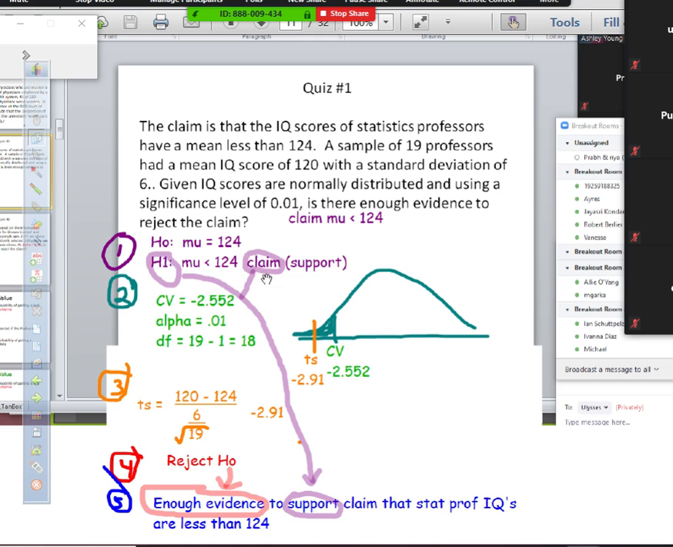So H1 is my claim, so I'm going to use the word support there, because rejecting H0, right here I've said that it's not over here, it's over there. So that totally supports my claim. The fact that we got something way over here totally supports my claim.